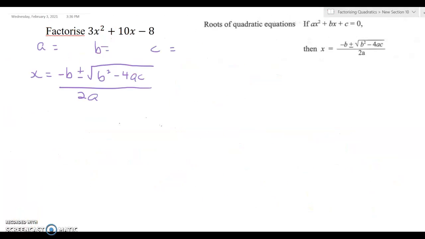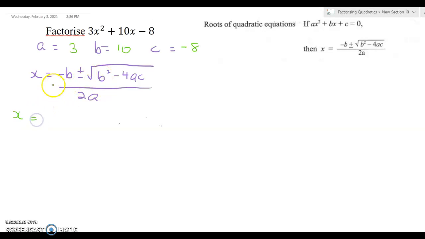Alright, and the last question for this video. So we want to factorize 3x squared plus 10x minus 8. Let's put our values for a, b, and c. A is 3, b is 10, and c is the number by itself, which is minus 8. So let's substitute. I already rewrote the formula.